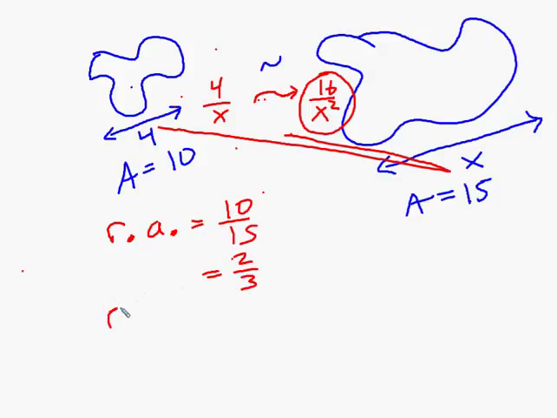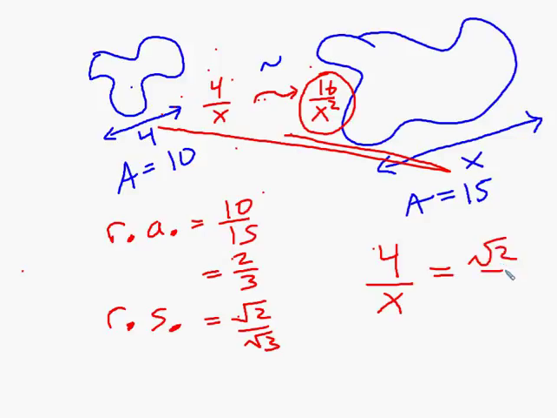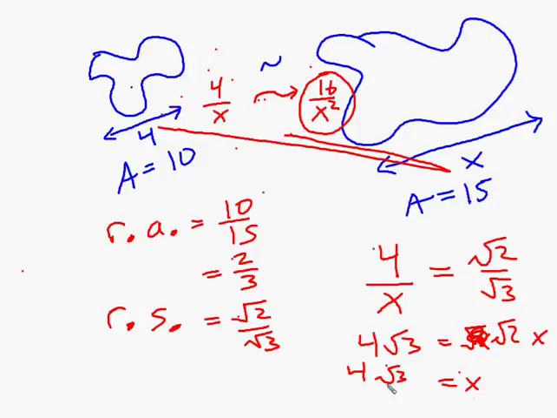Now, how do I get the ratio of the sides from this? Square root it. That's the ratio of the sides. So I'm trying to find my side. So what's the ratio of my sides? 4 to x equals root 2 over root 3. Now what do I do? Cross multiply. 4 root 3 equals root 2 times x. How do I solve for x? Divide by root 2. So 4 root 3 divided by root 2, that's calculator work. You get the same answer.